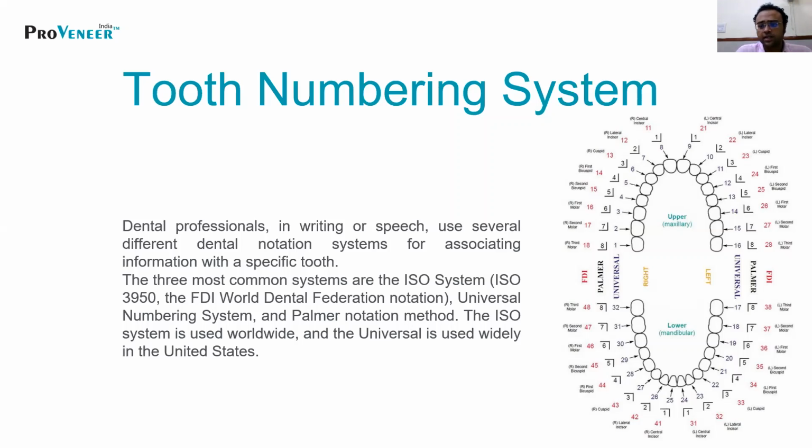The tooth numbering system is very easy. If you can go through and have a look at this chart, everyone can get through the tooth numbering system. It might seem complicated, but it is very easy. You can easily number the tooth. In India, we usually follow the FDI system. In the US and other countries, the Universal system is much more followed.